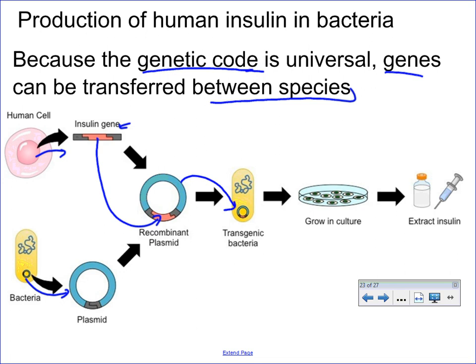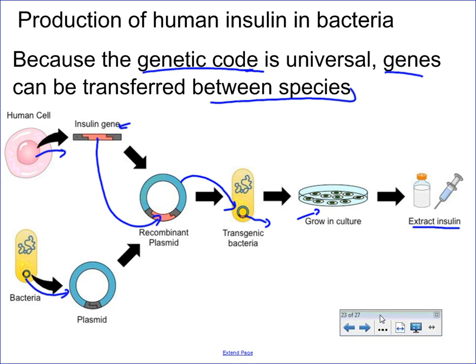That plasmid can then be transferred back into the bacteria, and the bacteria now will perform transcription and translation of that human protein, creating insulin. So this bacteria can then be grown in culture, and then the insulin can be extracted and purified and can be used for treatment of diabetes or type 1 diabetes, for example. So that is the end of this video for 2.7, transcription and translation.